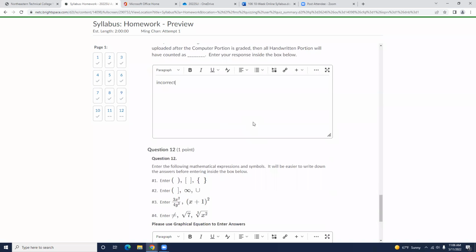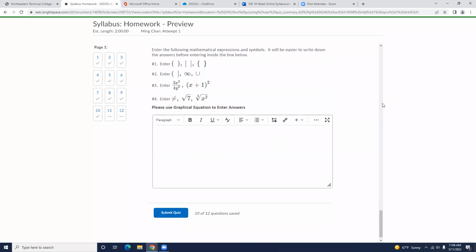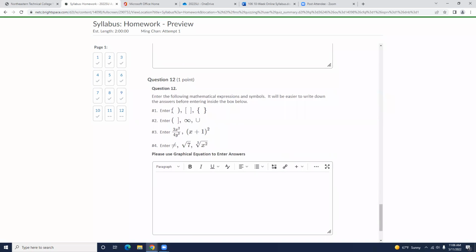Now, let's take a look at question number 12. I will show you how to do number 12. Question number 12 is mathematical symbols that we will use throughout the semester. Here again, it says please use graphical equation to enter answers. Do not use your mobile device when you are doing your homework, because your mobile device is not going to have this plus sign symbol showing up. The reason is your mobile device screen is too small, so it's highly not recommended to use a mobile device inside the D2L.